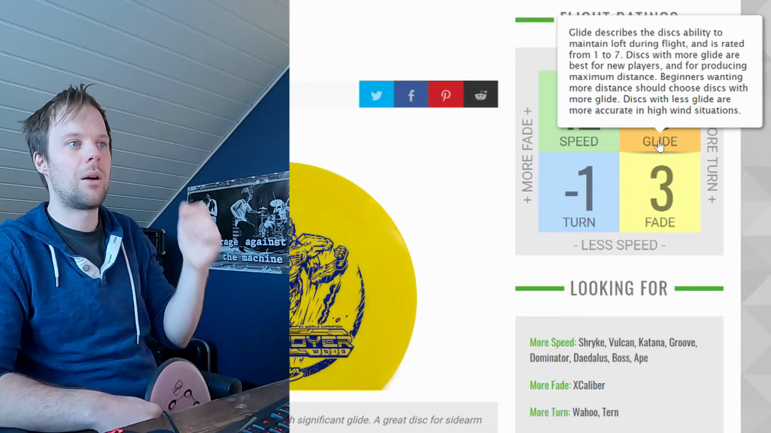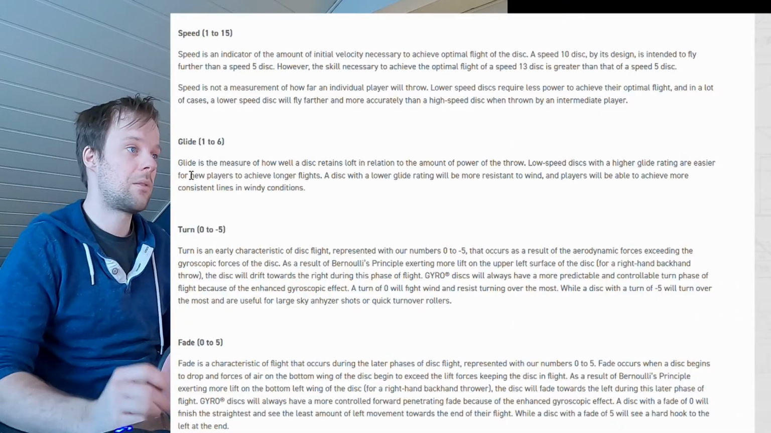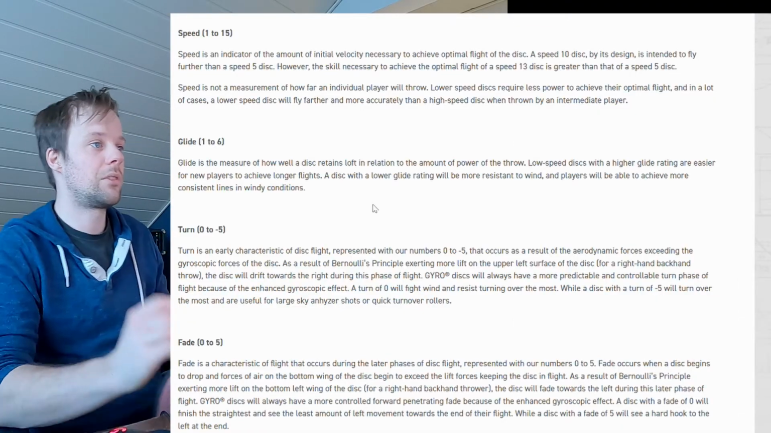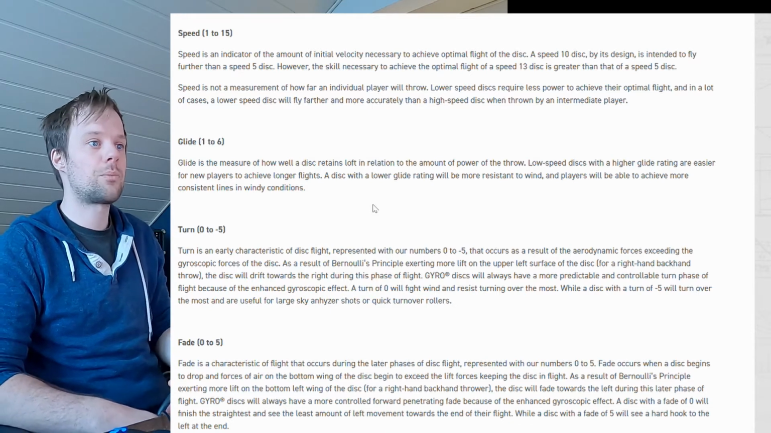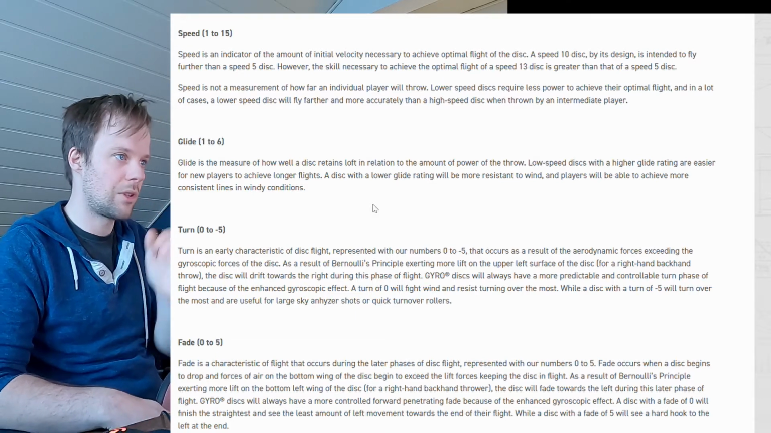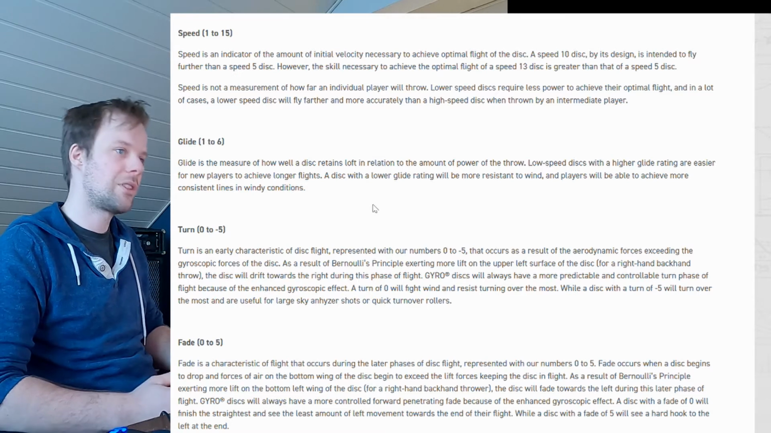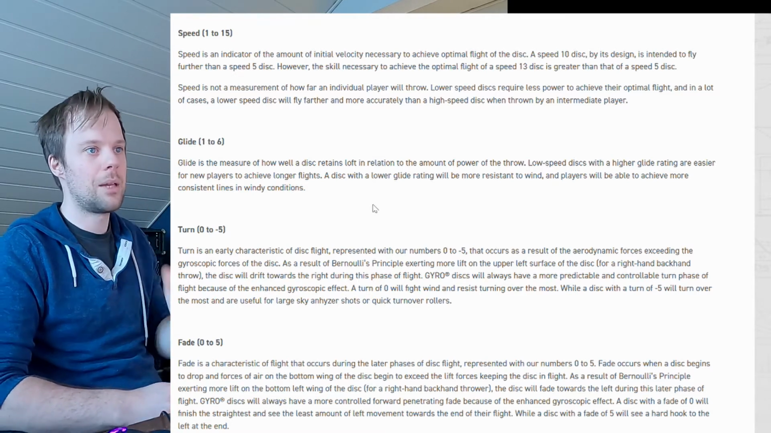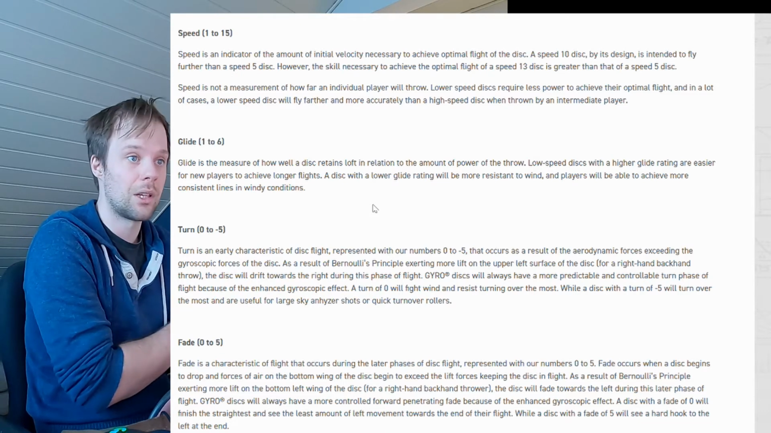Discs with less glide are more accurate in high wind situations. MVP: glide is the measure of how well a disc retains loft in relation to the amount of power of the throw. Low speed discs with higher glide ratings are easier for new players to achieve longer flights. A disc with a lower glide rating will be more resistant to wind, and players will be able to achieve more consistent lines in windy conditions.